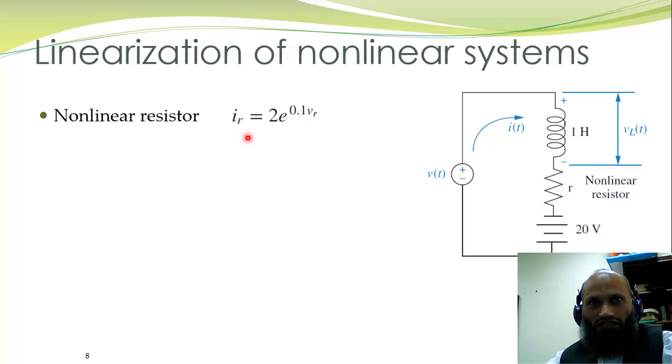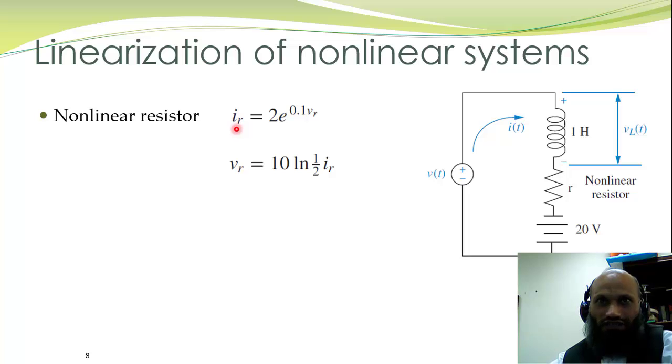Have you ever seen such a resistor in your previous courses, this nonlinear resistor? Yes, diode. The equation of the diode is governed by such an equation. So here this nonlinear resistor can be anything which satisfies this equation. For example, it can be a diode. This equation can be rewritten in this form by taking the natural log of both sides and then by rearranging the terms. So VR is equal to 10 into natural log of half IR.